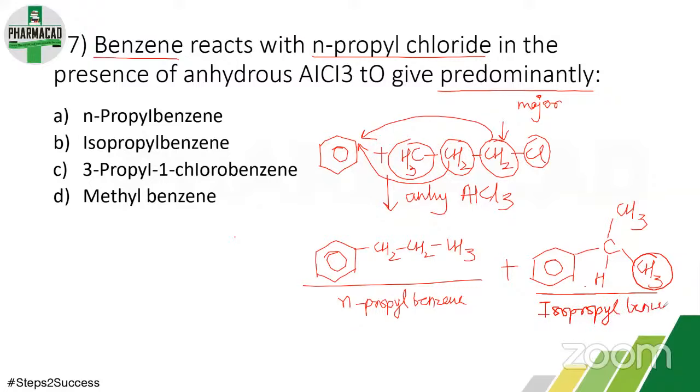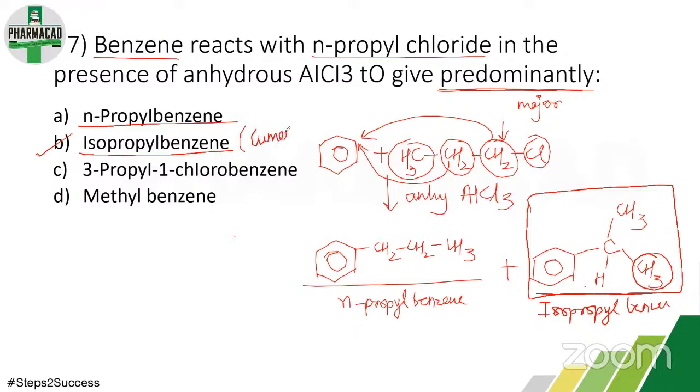Now you can see both n-propyl benzene and isopropyl benzene are in the options, but they are asking for the predominant product, that is the major product. So out of these two, isopropyl benzene is the major product. So the answer is option B, isopropyl benzene, which is also called cumene. Sometimes cumene will be in the options, so you may get confused. So you have to remember this. Next question.